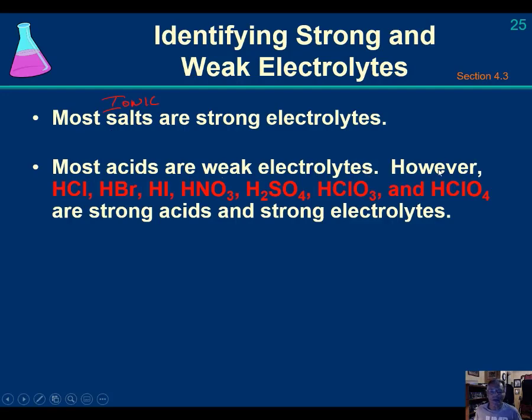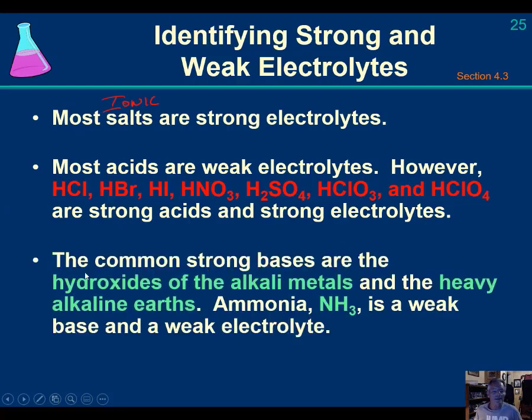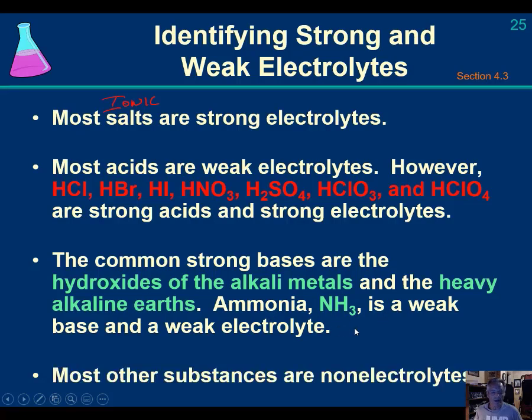Most acids are weak electrolytes. However, you've got the big seven, which you need to memorize. Those are your seven strong electrolytes: hydrochloric, hydrobromic, HI, HNO3, H2SO4, chloric acid, and perchloric acid. Those are all strong acids, therefore strong electrolytes. The common strong bases are the hydroxides of the alkali metals and the heavy alkaline earths. Ammonia is a weak base and a weak electrolyte. Most other substances are non-electrolytes.